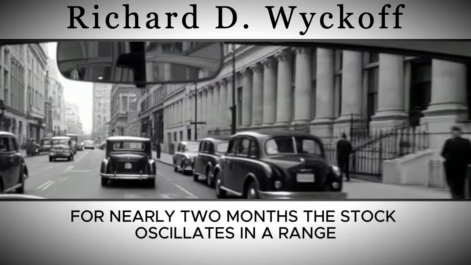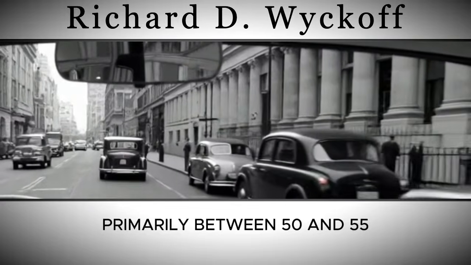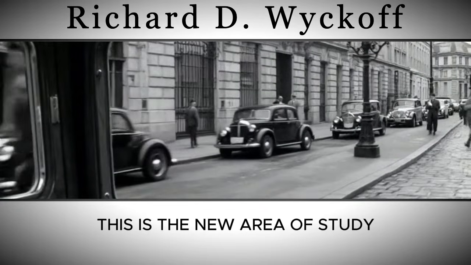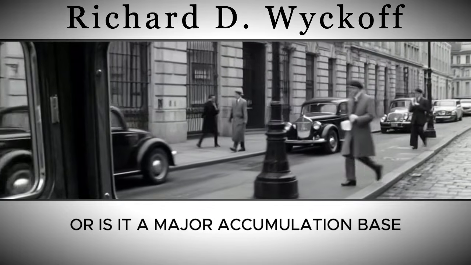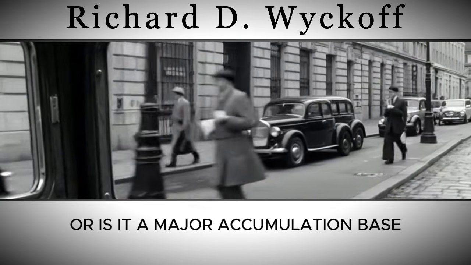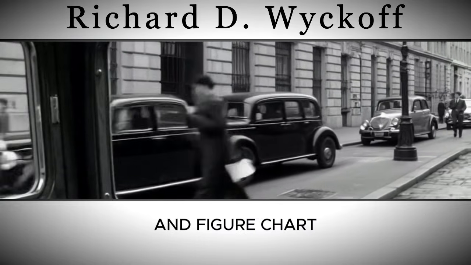For nearly 2 months, the stock oscillates in a range primarily between 50 and 55. This is the new area of study. Is this a pause before a further decline, or is it a major accumulation base? The answer lies in a careful analysis of the point and figure chart.